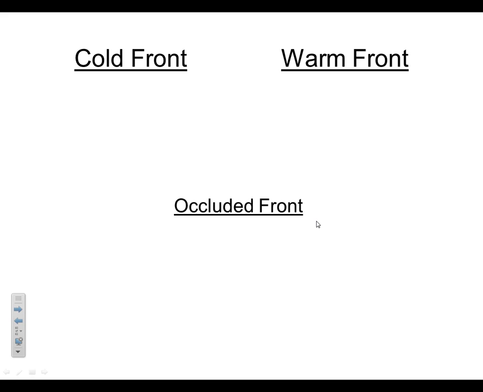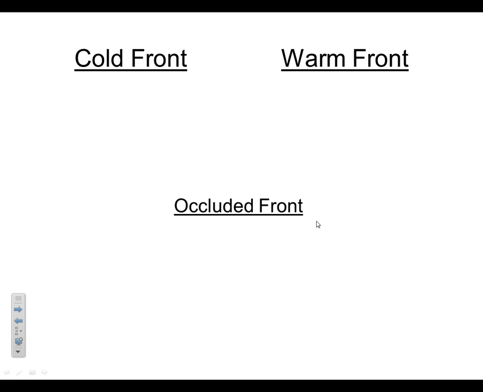There are four main types of fronts: cold fronts, warm fronts, stationary fronts, and occluded fronts. We're going to get our definitions first. I'm just going to say them, write them down, and then I'm going to draw a picture for the fronts. A cold front is when a cold air mass overtakes a warm air mass. A warm front is when a warm air mass overtakes a cold air mass.